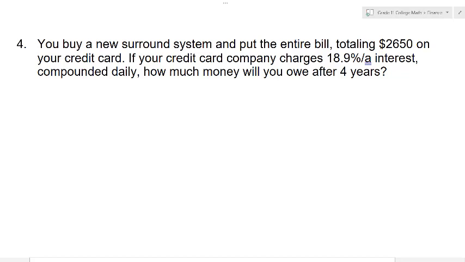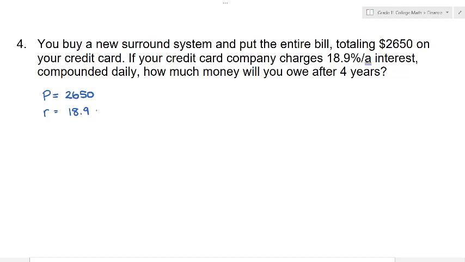The $2,650 is how much I'm spending today. So that's my present value or my principal. It's the initial amount of money, 2,650. Your credit card company charges 18.9% interest. All right, so that's my rate, 18.9.